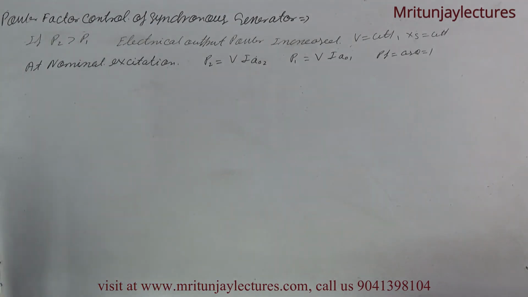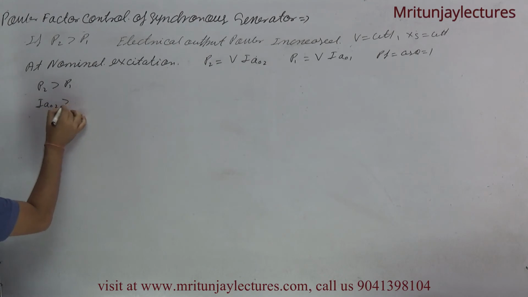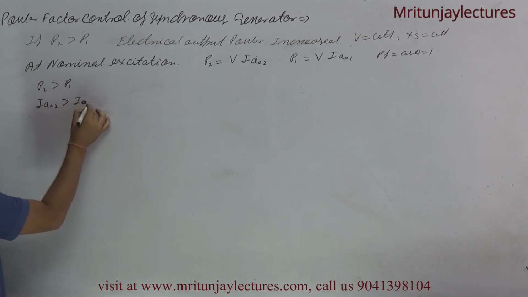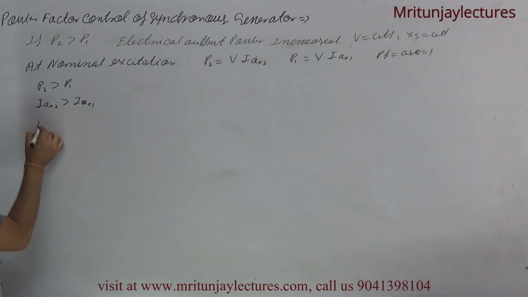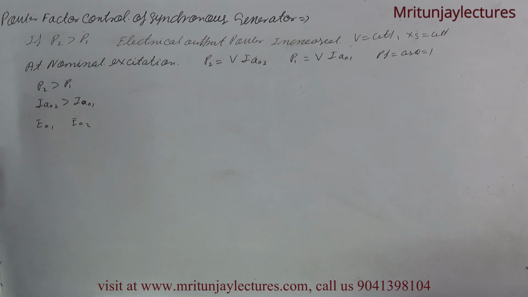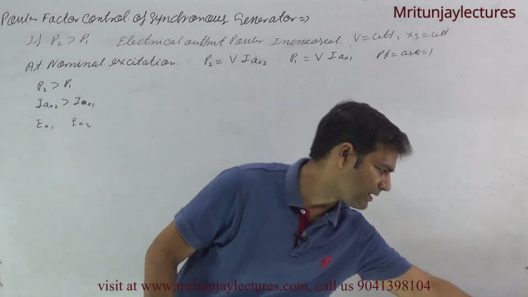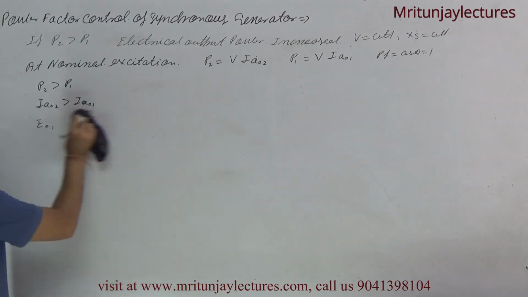Okay, it is clear. If P2 is greater than P1, then what about nominal excitation current? It is already greater than this one. Clear? But what about excitation voltage? Which one is greater? I don't know. So first of all, draw the phasor. After that we can clarify.